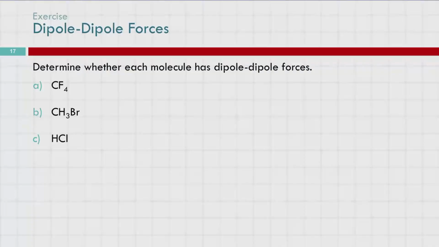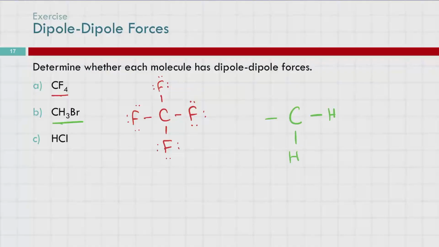So here are the Lewis structures. For CF4, we've got carbon in the middle with fluorines each having 3 lone pairs. For CH3Br, similar situation, carbon in the middle, 3 hydrogens, and a bromine with 3 lone pairs. And then for HCl, hydrogen bonded to chlorine. Chlorine's got 3 lone pairs.